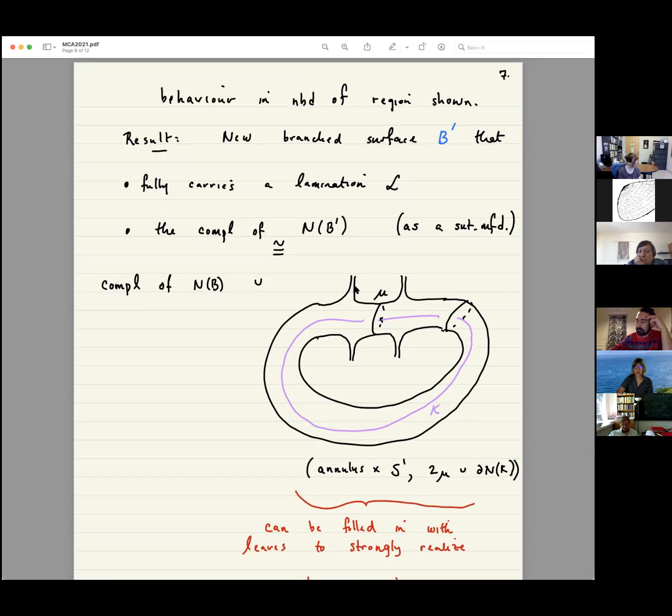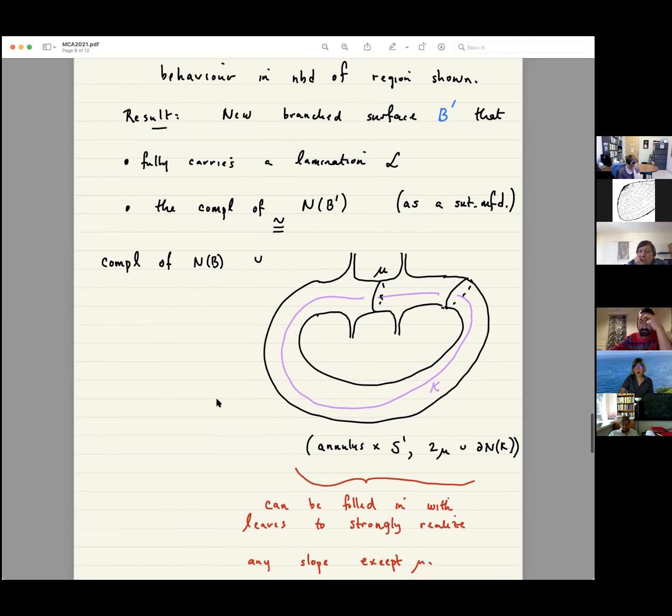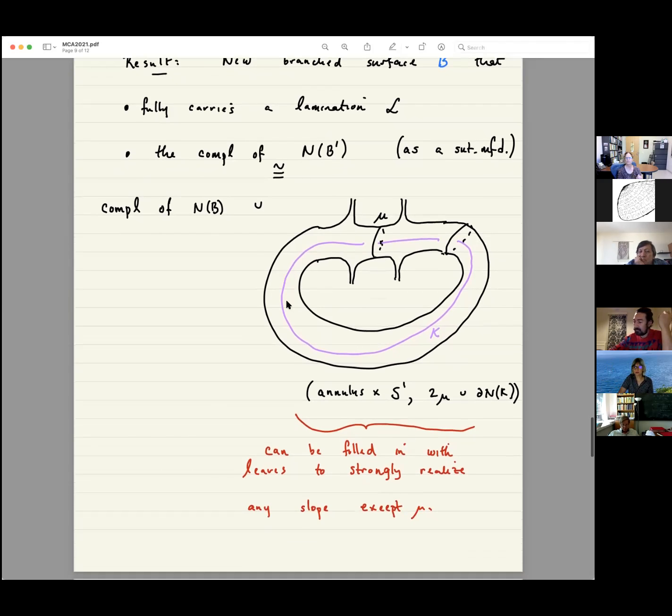So we've got this picture you should be thinking about. There's a circle's worth of cusps going off to infinity. And whenever we see this picture, we're really, really happy, because this complementary region can be filled in with leaves that strongly realize any slope except the meridional slope. So whatever slope you give me, as long as it's not this one right here, we can find a taut foliation that meets that boundary torus in simple closed curves of that slope.